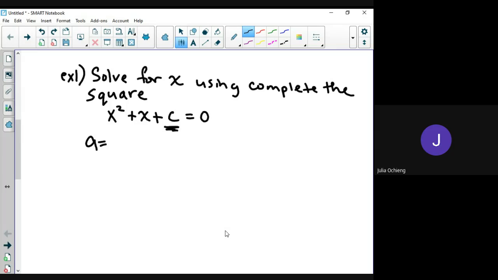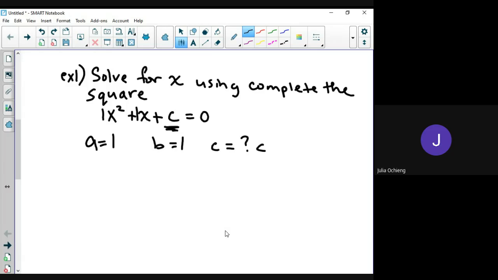All right, so what is the value of a, what is the value of b, and what is the value of c in this case? Well, a is 1, and b is 1. And c is the only number I don't know, so I'm just going to call it c. So if I don't know what c is, but I know that a is 1 and b is 1, can I solve using complete the square? Okay, so I'm going to go ahead and use complete the square.